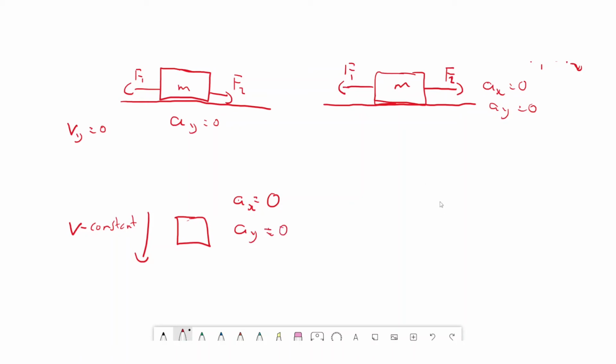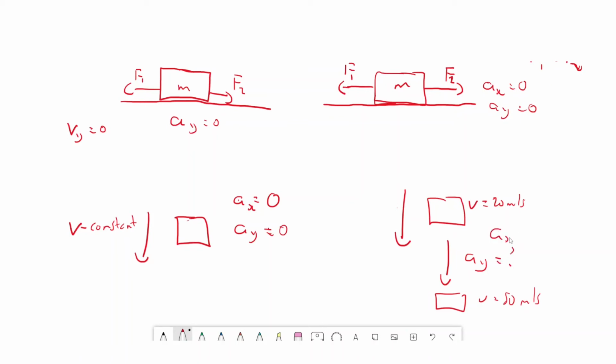But let me say you have an object that is actually increasing the speed. So meaning that it is moving downwards, but it is increasing. Maybe when it's here, the velocity is 20 meters per second. But then maybe when it's here, the velocity is something like 50 meters per second. Whether it's slowing down or speeding up, then there is acceleration. So you are going to have AY. All right, you just don't know it. But AX is still equal to 0. Okay, so that is very important.